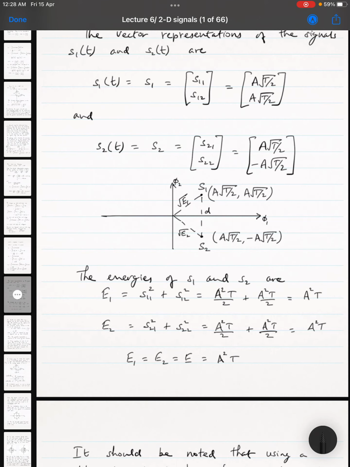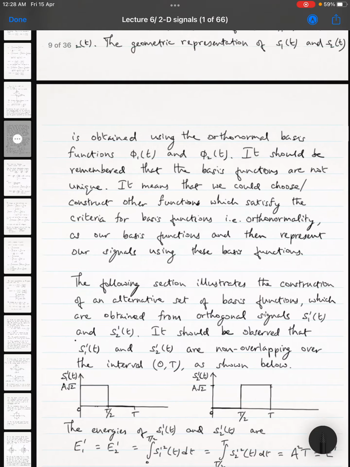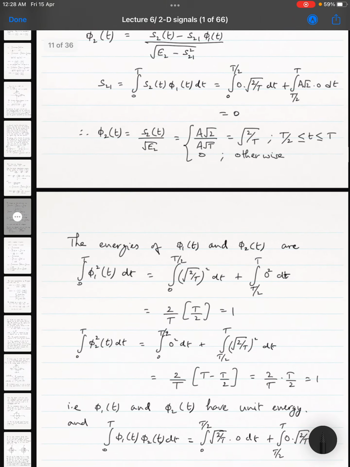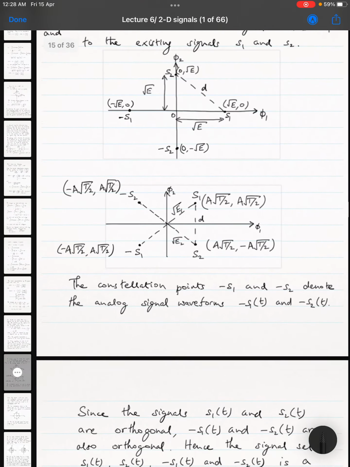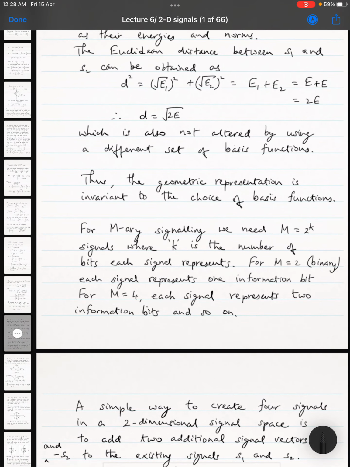We will just extend the idea from this representation, either from this representation or from the earlier representation where we had the signals on the axis itself. So using either this or our second notation, where the signals were at an angle of 45 degrees between the 2 axes, we can now construct 4 signals.